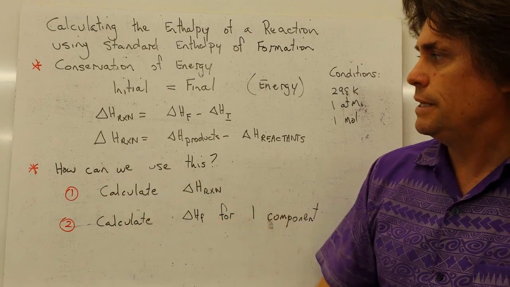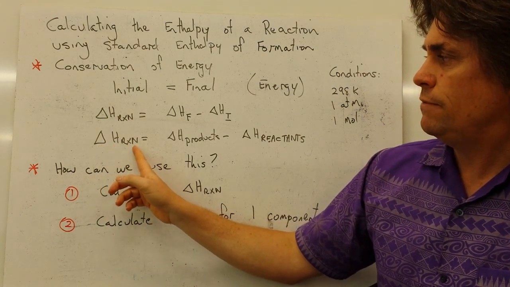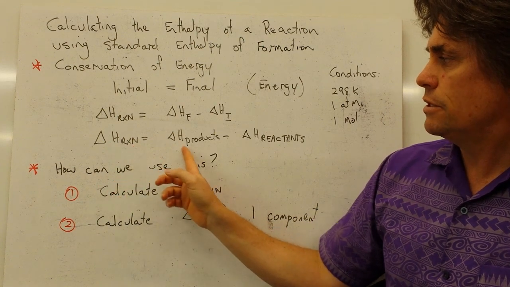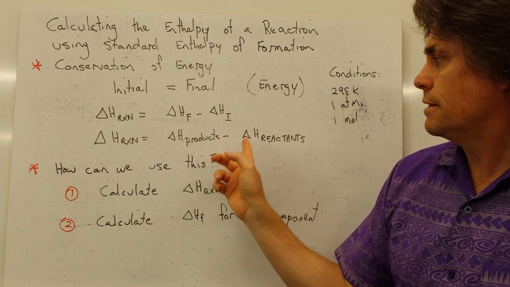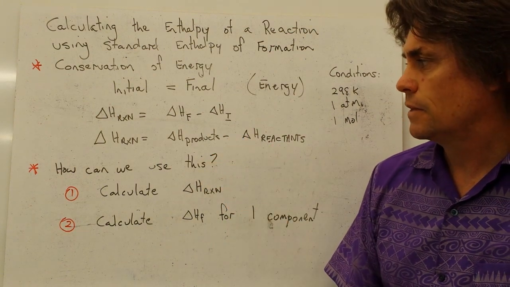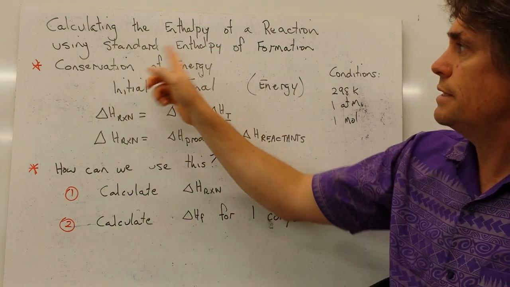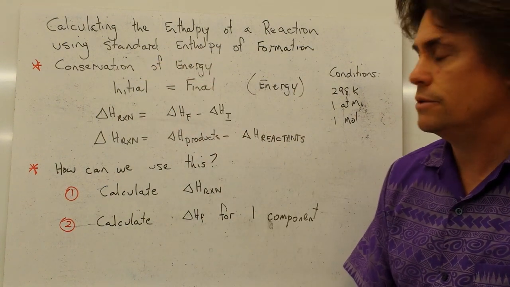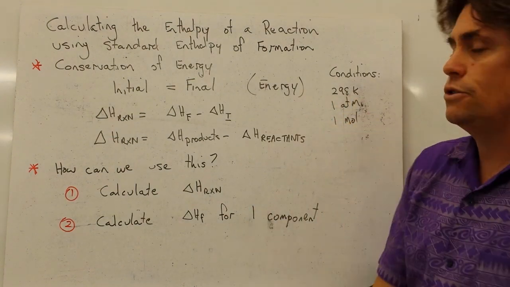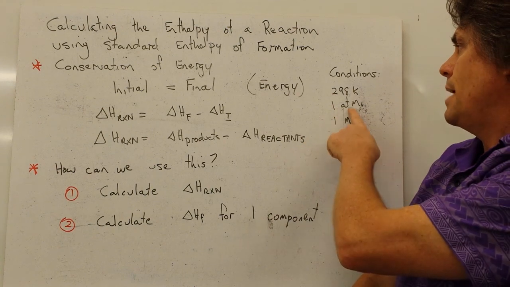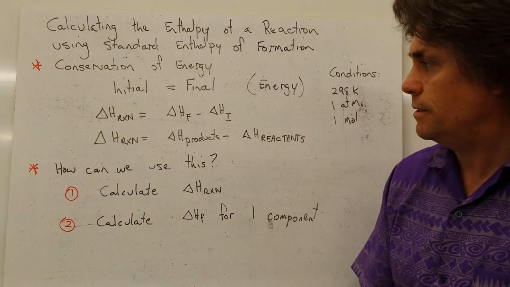Now we see this commonly written as the change in enthalpy for a reaction is always equal to the total enthalpy for the products minus the total enthalpy for the reactants. We have some standard conditions that we use for the standard enthalpy of formation for those components. Our frame of reference is that we always have this at 298 K and 1 atmosphere. And typically we'll also see a molar component in there as well.